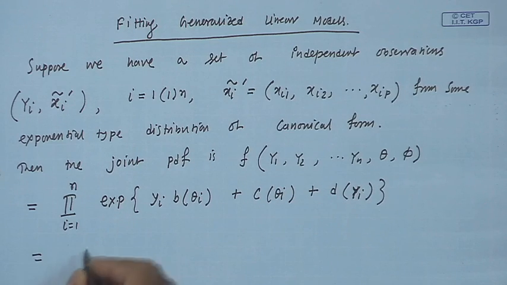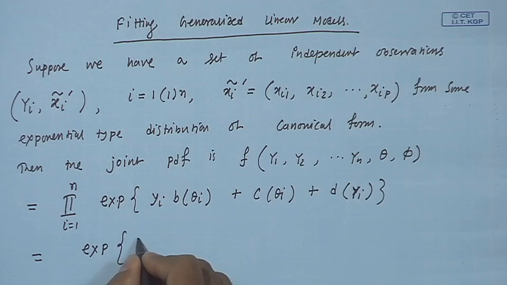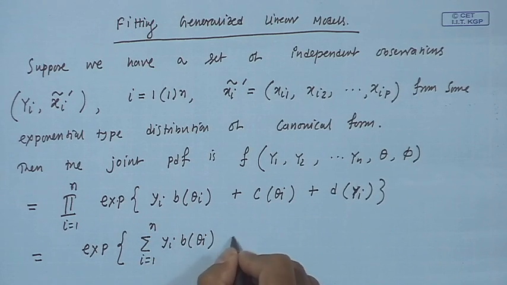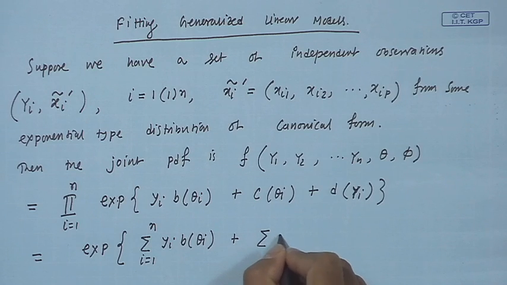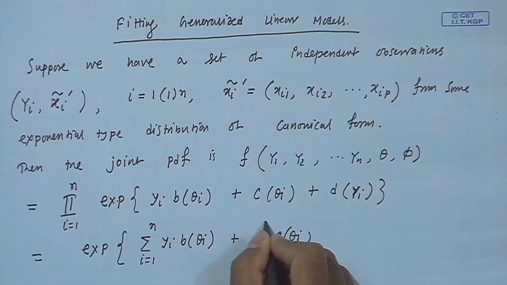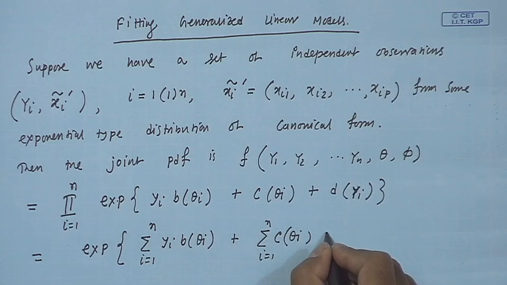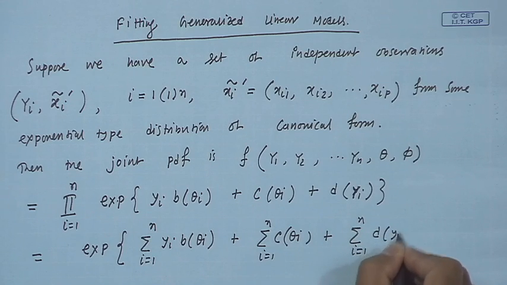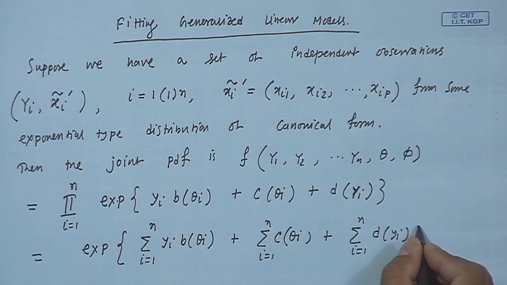and this can be written as I wrote in the previous class. This is exponential of the sum over i from 1 to n of y i b(theta i), plus the sum of c(theta i) for i from 1 to n, plus the sum over i equal to 1 to n of d(y i), right.